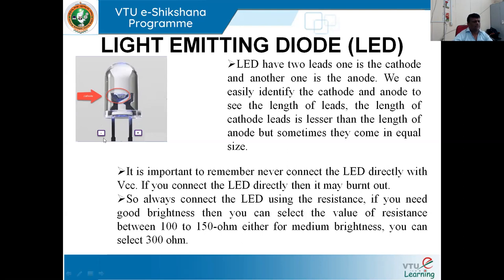In most of the cases, the anode and cathode can be differentiated with the help of the length of the leads, right? The length of the cathode lead is smaller than the length of the anode. So by looking at that, we can differentiate which lead is the anode and which one is the cathode.